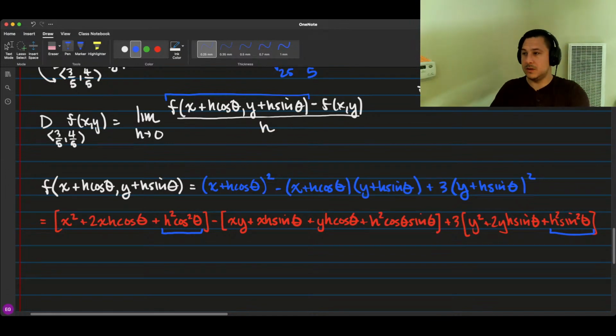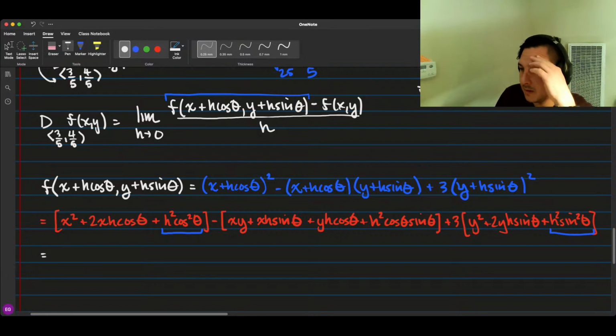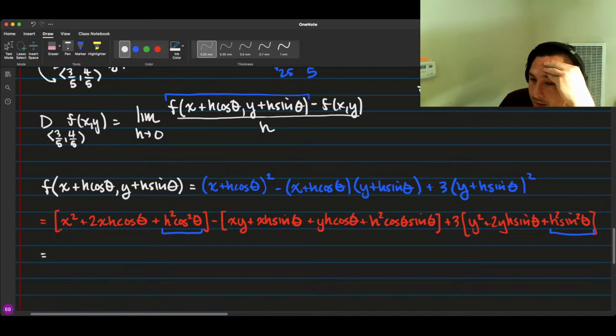Okay, let's just rewrite them. Factor out the 2x of the 2yh sine theta. Factor out the 2x of the 2... I'm trying to find where that is.